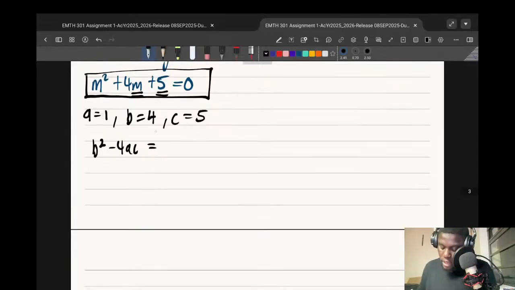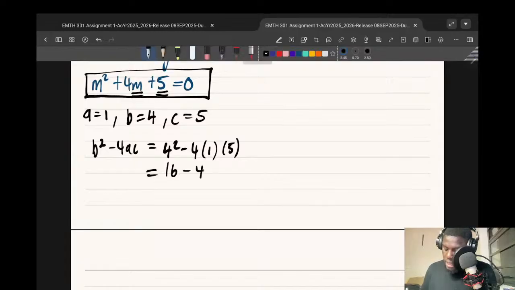So it's going to be B squared, what is B? 4 squared minus 4 times A, 1, times C, 5. So this is going to be 4 squared, 16, minus 4 times 5, which is 16 minus 20. Wow, the eraser is way too big. Let me reduce its size. You'd have it as 16 minus 20, which is going to be negative 4. So here we get our B squared minus 4AC.